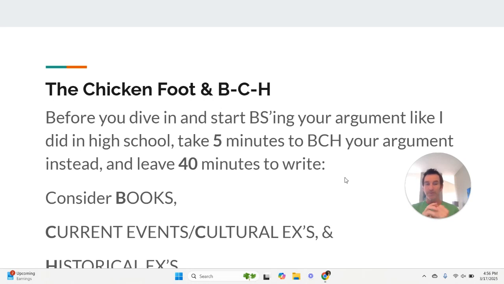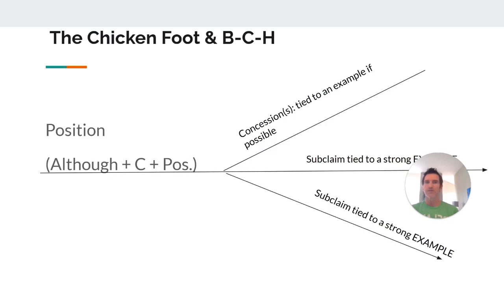Okay, so the B is for books. Think about books that could be used as evidence for the argument. The C is current events or cultural examples, so you want to be up on what's going on in the news. And then the H is historical examples, and that's going to be easy for you if you're taking AP history class.